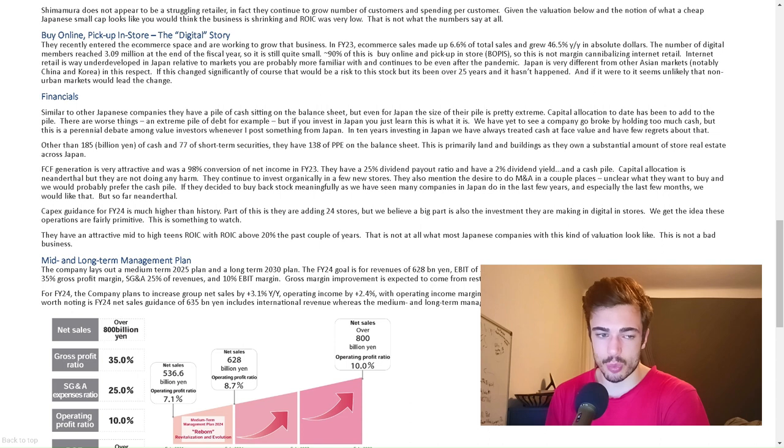Internet retail is way underdeveloped in Japan relative to markets you are probably more familiar with and continues to be even after the pandemic. Japan is very different from other Asian markets, notably China and Korea, in this respect. If this changed significantly, of course, that would be a risk to this stock, but it's been over 25 years and it hasn't happened. And if it were to, it seems unlikely that non-urban markets would lead the change.